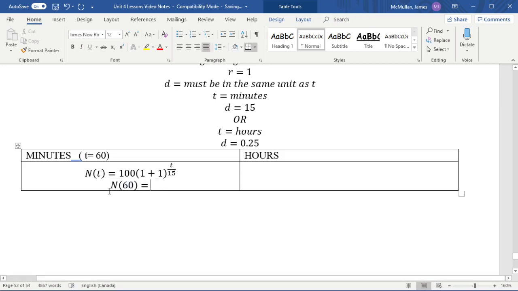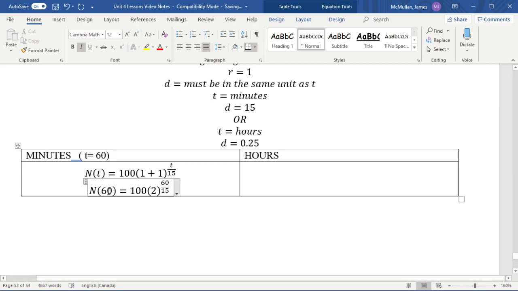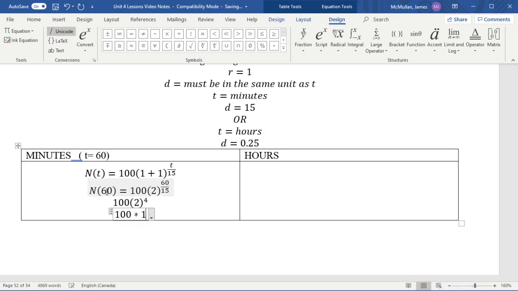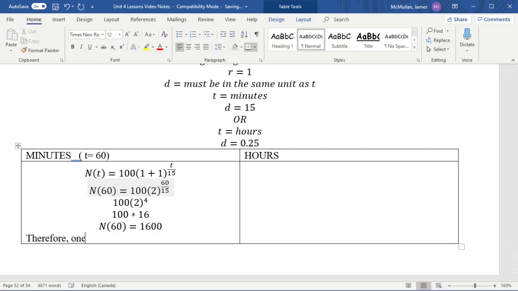What do I get here? I get 100 times 2 to the power of 60 over 15, which is 100 times 2 to the power of 4, which is 100 times 16, which is 1600. Okay, so N of 60 is 1600. So therefore, 1 hour later, there are 1600 bacteria.